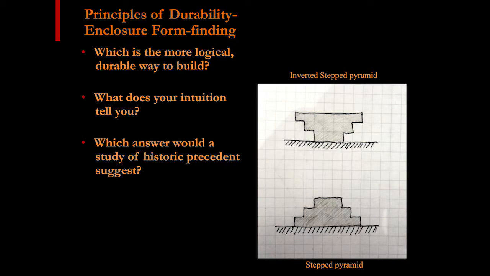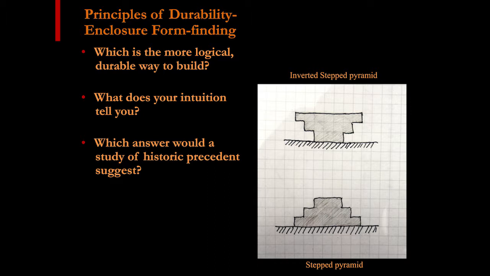So just to knock off the effects of the wine from last night and maybe get the mind churning a little bit, let's start with this simple diagram. Which of these two basic forms, a step pyramid or an inverted step pyramid, do you think would be a more logical, durable way to build? What's your intuition tell you?